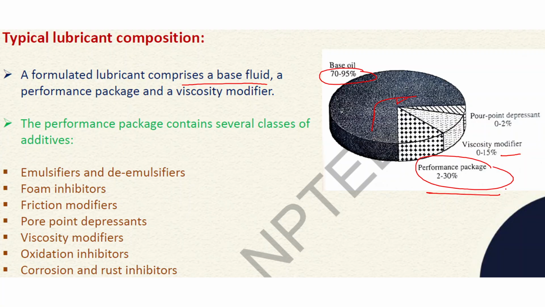Depending on what kind of application our lubricant oil will be used for, this performance package varies. So these are the list of the performance package: emulsifiers and demulsifiers, foam inhibitors, friction modifiers, pour point depressants, and viscosity modifiers.